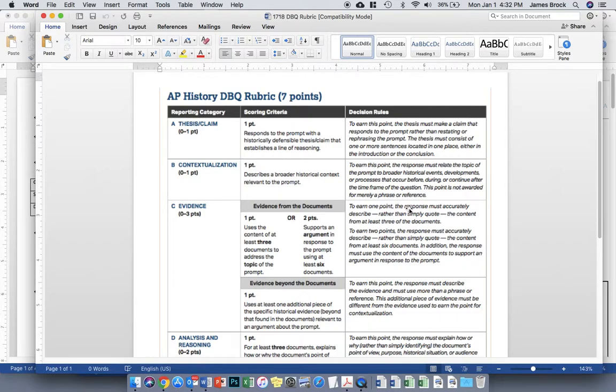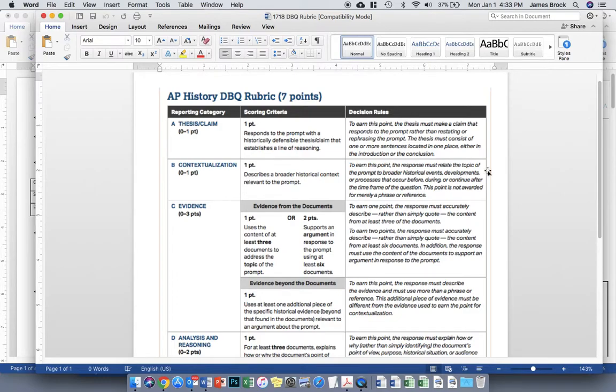The next thing is another point that's really easy to get, but quite often kids don't get it, and that's the main point of this essay, which is the thesis. Your thesis is your argument, and all AP says it has to be is a historically defensible thesis or claim that establishes a line of reasoning. So, if we simply say that one of the reasons trade increased in the post-classical era is because of increased technology, and another reason is that people were encouraged to trade by their religions, then is that defensible? It is. It's historically defensible, and we get credit.